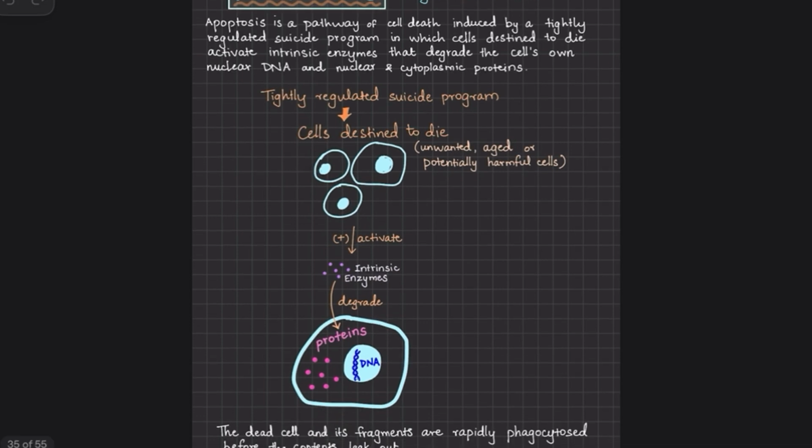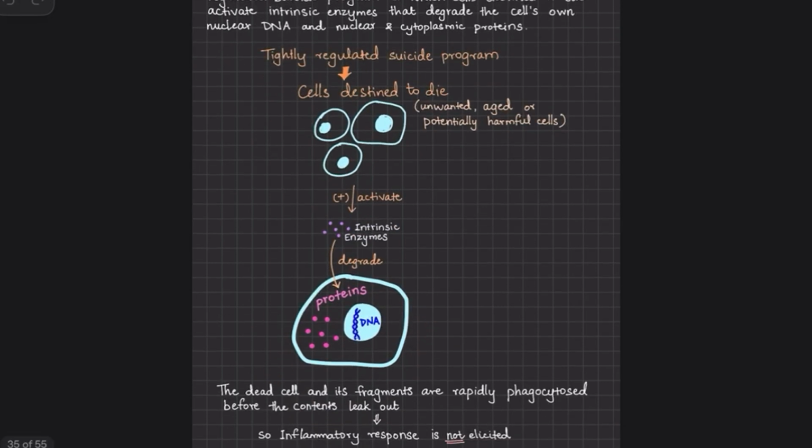Apoptosis is a pathway of cell death induced by a tightly regulated suicide program in which the cells destined to die will activate intrinsic enzymes that degrade the cell's own nuclear DNA and nuclear and cytoplasmic proteins. The dead cell and its fragments are rapidly phagocytosed before the contents leak out. This is why inflammatory response is not elicited in apoptosis. In contrast, inflammatory response is seen in another pathway of cell death called necrosis.